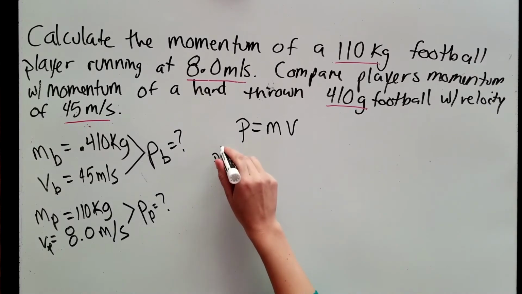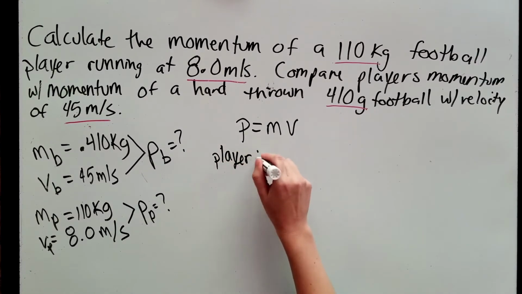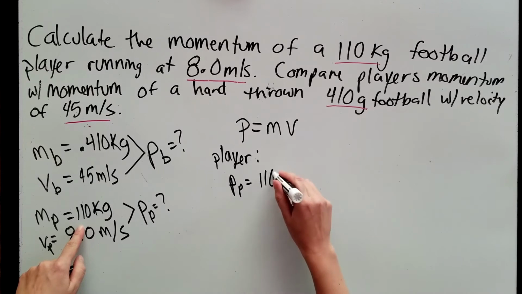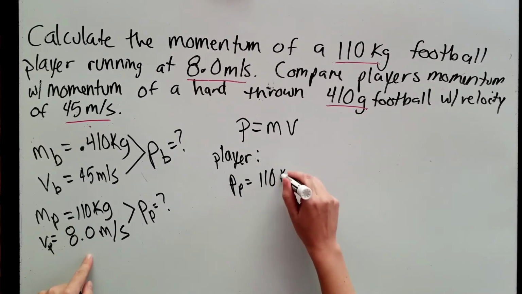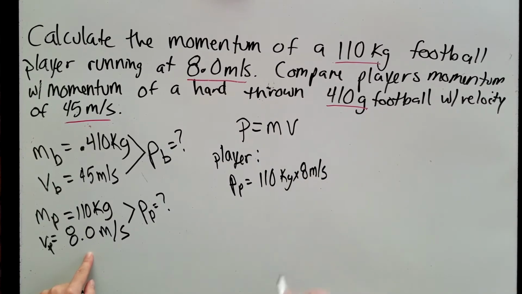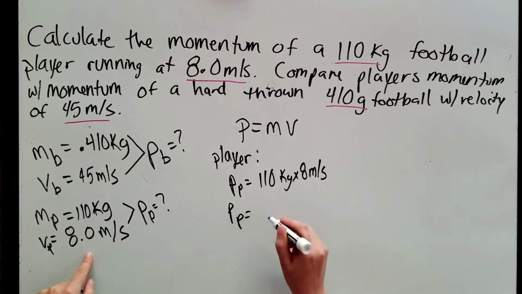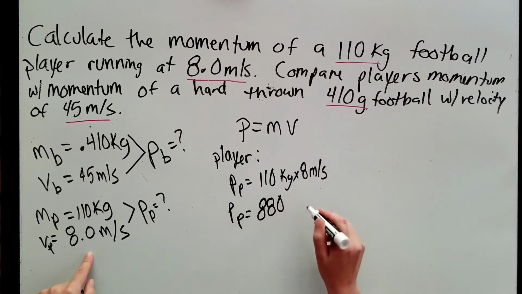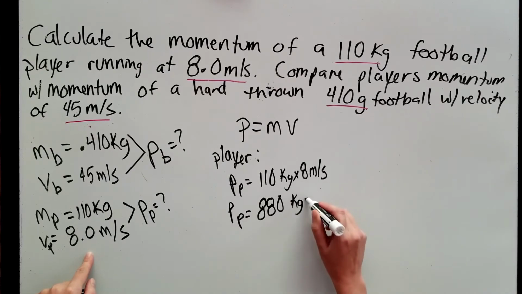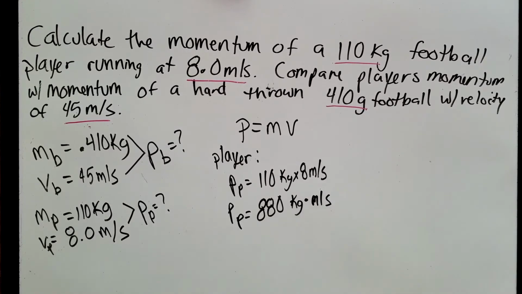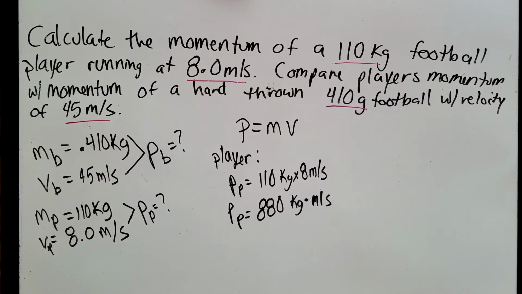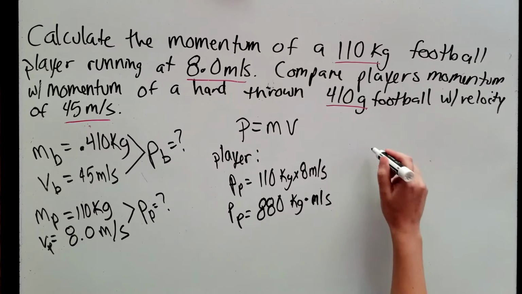So let's do the player first. So for the player, I'm going to take the 110 kilograms and I'm going to multiply it by the 8 meters per second, the velocity. Okay, and what that's going to give me is 880, and the units are just kilograms for the mass times meters per second for the velocity. Okay, so 880 kilograms times meters per second is the momentum of the football player. Now let's look at the ball.